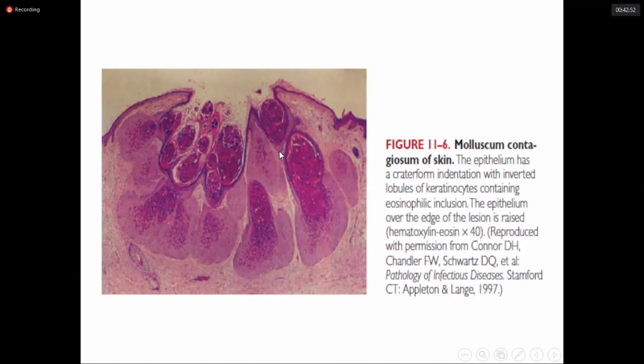The epithelium over the edge of the lesion is raised. Look, the epithelium here is raised. So, inverted lobules of keratinocytes containing eosinophilic inclusions. This is characteristic of molluscum contagiosum. But we rarely use this histopathology profile because most cases can be diagnosed on a clinical basis.